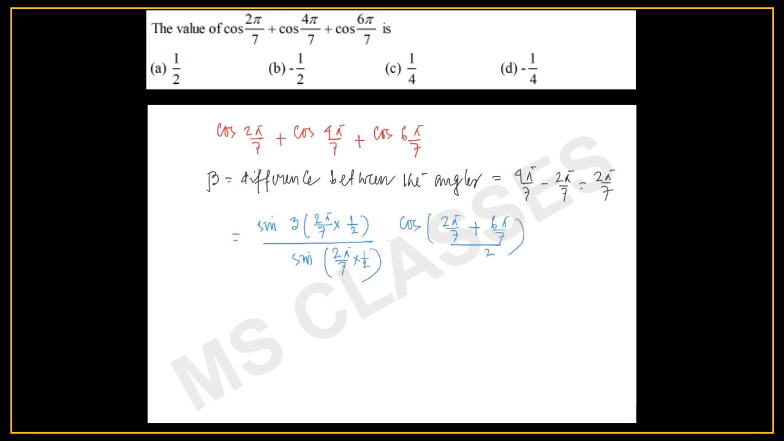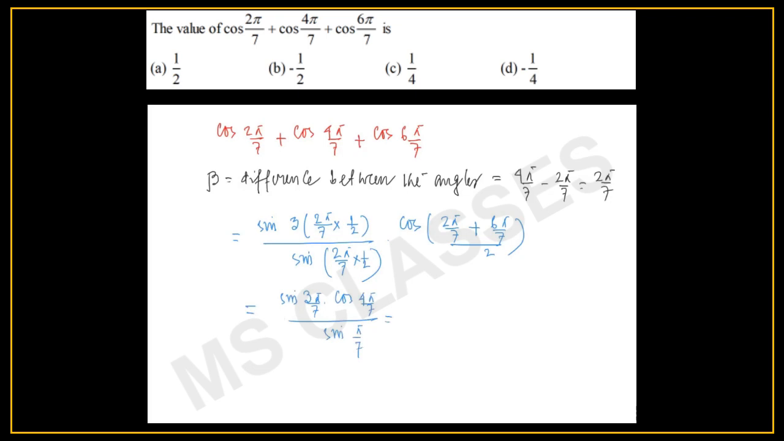Now from here we can simplify this. We can understand what we are getting: sine 3 pi by 7 gets cancelled out, and this gives us cos 4 pi by 7 divided by sine pi by 7. So the whole expression reduces to sine 3 pi by 7 cos 4 pi by 7 divided by sine pi by 7.